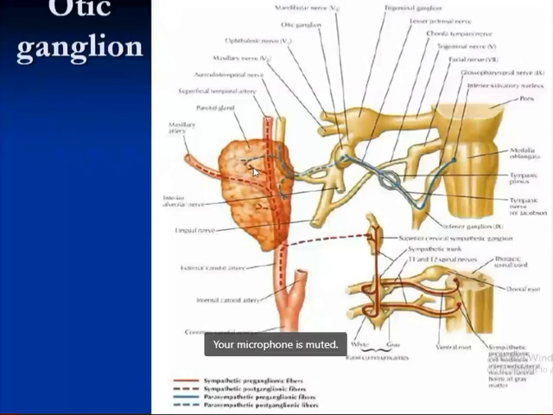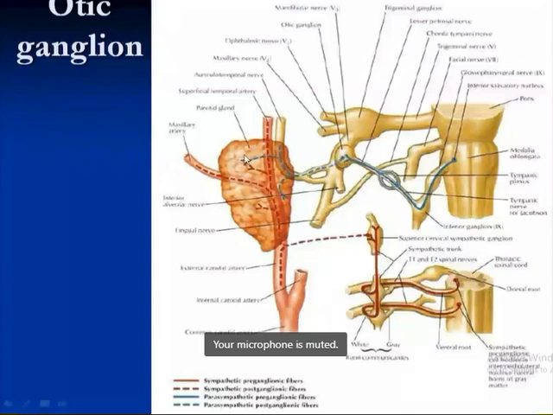Parasympathetic secretomotor fiber to the parotid gland arises from the inferior salivary nucleus, glossopharyngeal nerve, then tympanic nerve of Jacobson, then we have the tympanic plexus, lesser petrosal nerve, otic ganglia, preganglionic. Then the postganglionic auriculotemporal nerve will reach the parotid gland. That causes the secretion. That is the parasympathetic.